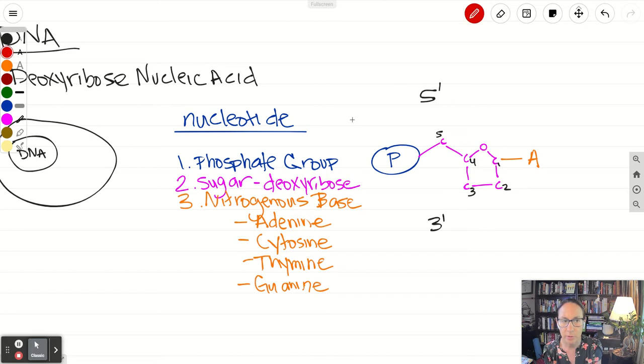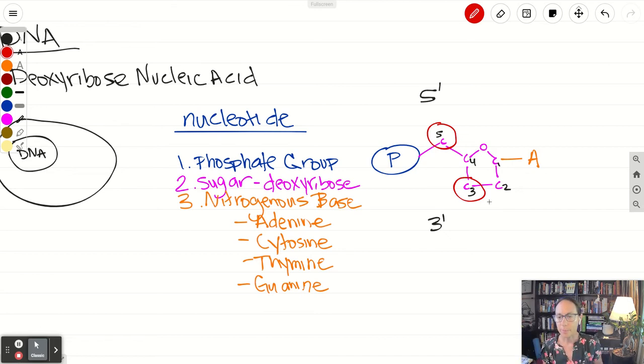Okay, so let me just circle that. Here is the fifth carbon, so that's the top, and here is the third carbon, there's the bottom. And so each nucleotide is attached to another nucleotide, attached to another nucleotide, and a DNA molecule is thousands of nucleotides attached to each other. And there's a top and a bottom for each nucleotide and for the whole strand of DNA. Okay, I'll explain in a second.